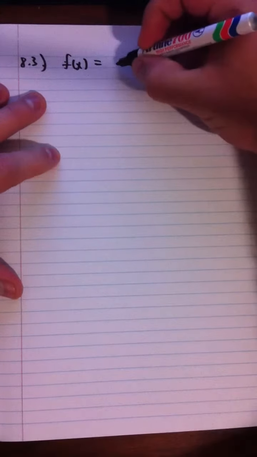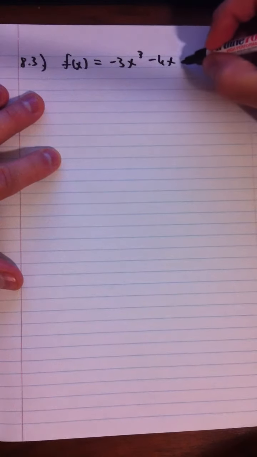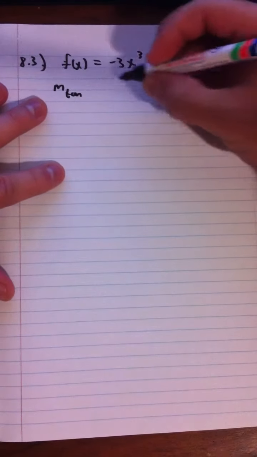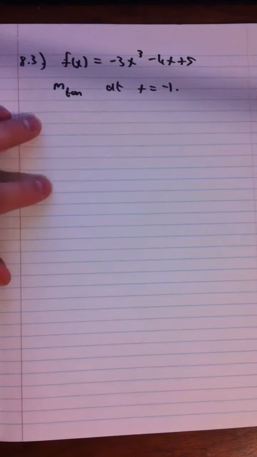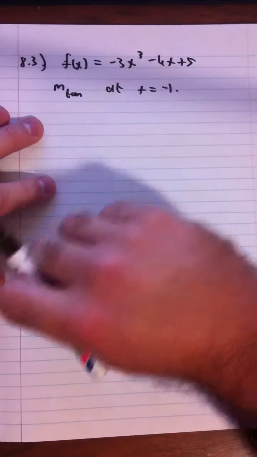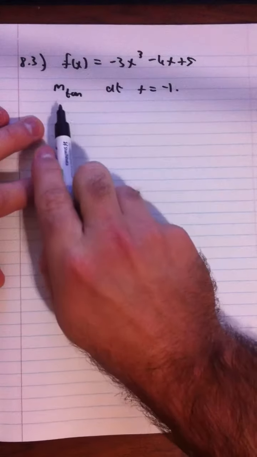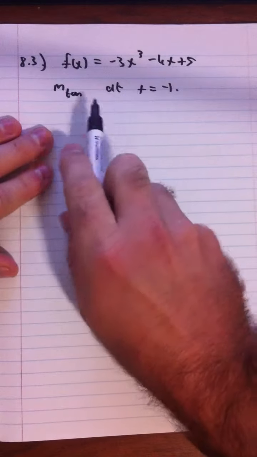Okay, last question in this section, 8.3. Determine the gradient of the tangent of the graph of f of x equals that. So they give us an equation, f of x equals negative 3x cubed minus 4x plus 5. Again, they tell us to find the gradient of the tangent at x equals negative 1. What is the gradient of a function? We know that the derivative of a function is the gradient of that function, and we're looking for a gradient. And we know that the gradient of a tangent to a function is exactly the same as the gradient of that function at the point where the tangent meets.